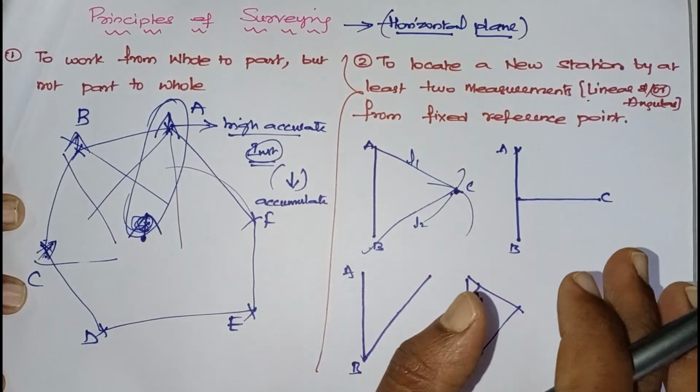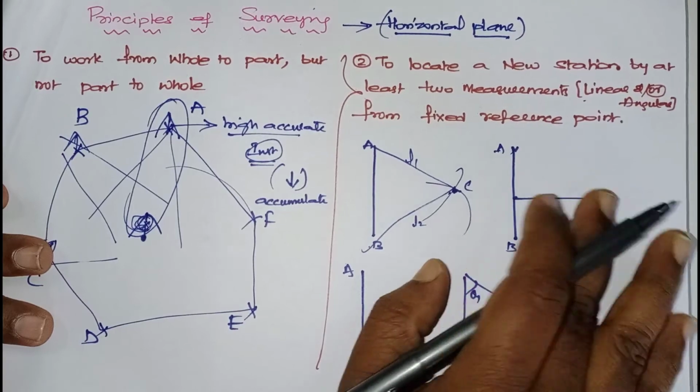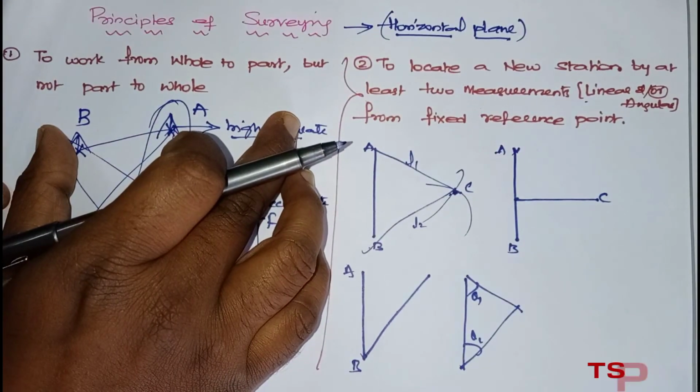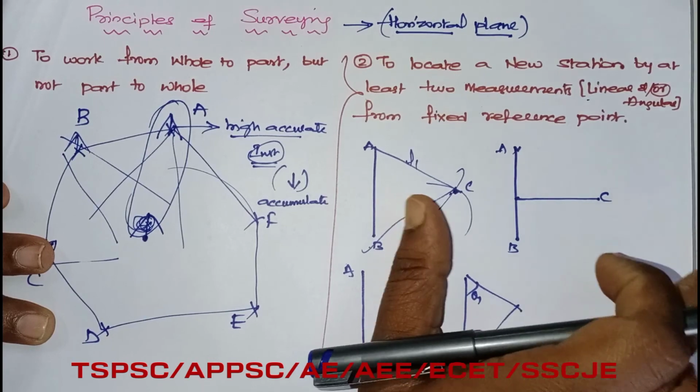This is one of the basic concepts of the principles of surveying. One is always work from whole to part, and the other is to locate a new station by at least two measurements.